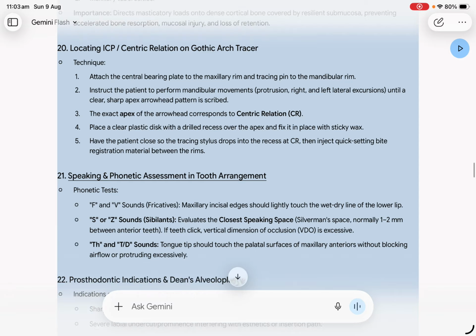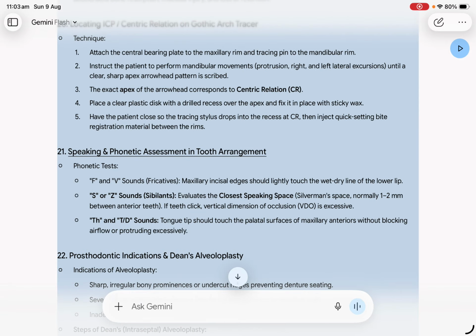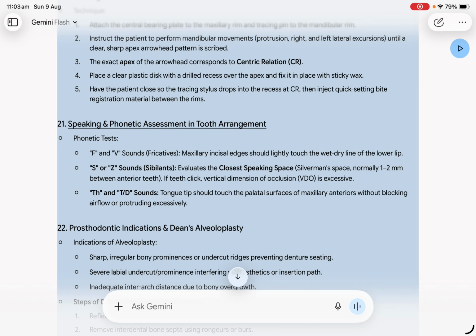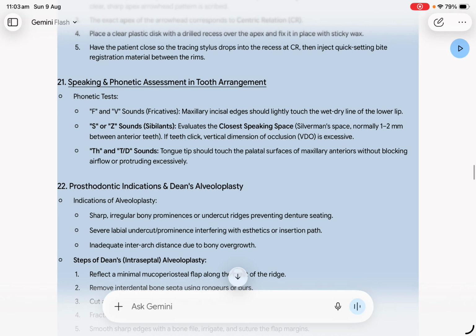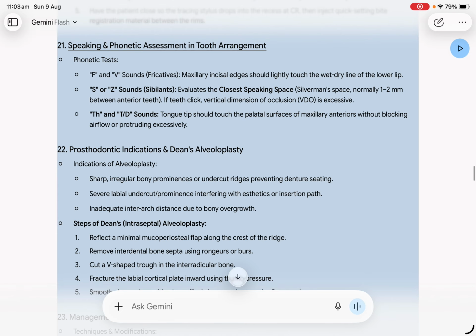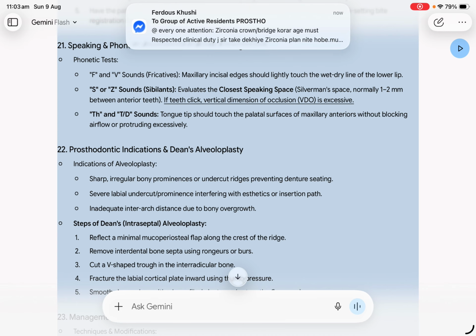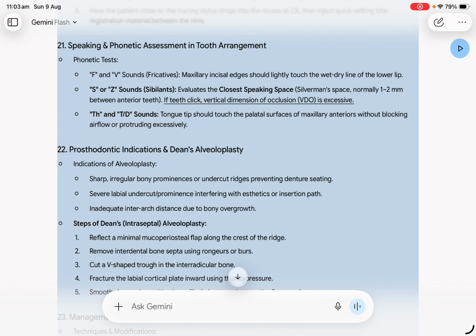21. Speaking and phonetic assessment in tooth arrangement. Phonetic tests. F and V sounds, fricatives: maxillary incisal edges should lightly touch the wet-dry line of the lower lip. S or Z sounds, sibilance: evaluates the closest speaking space, Silverman's space, normally 1-2 mm between anterior teeth. If teeth click, vertical dimension of occlusion, VDO, is excessive. Then T and D sounds: tongue tip should touch the palatal surfaces of maxillary anteriors without blocking airflow or protruding excessively.